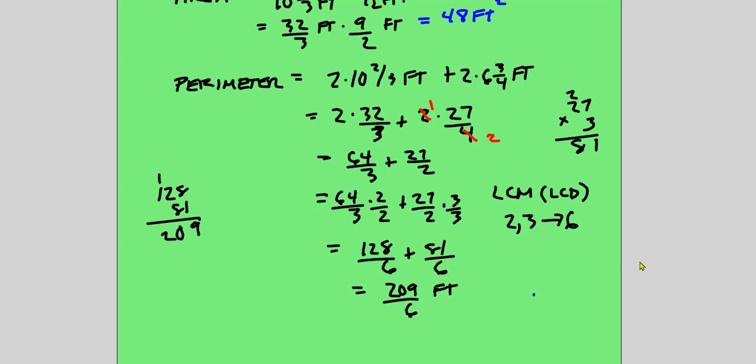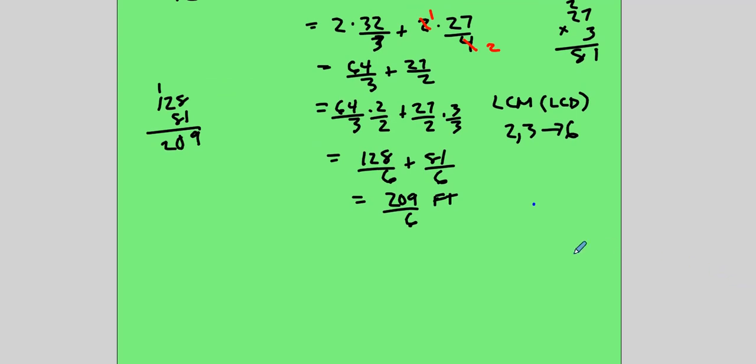The units are feet. That is technically correct, but let's write this as a mixed number. So I divide 6 into 209. That's how you change an improper fraction to a mixed number. 6 goes into 20 3 times. 3 times 6 is 18. Subtract here. That's 2. Bring down the 9. 6 goes into 29 4 times. 6 times 5 is too big. 4 times 6 is 24. So I get a remainder of 5.